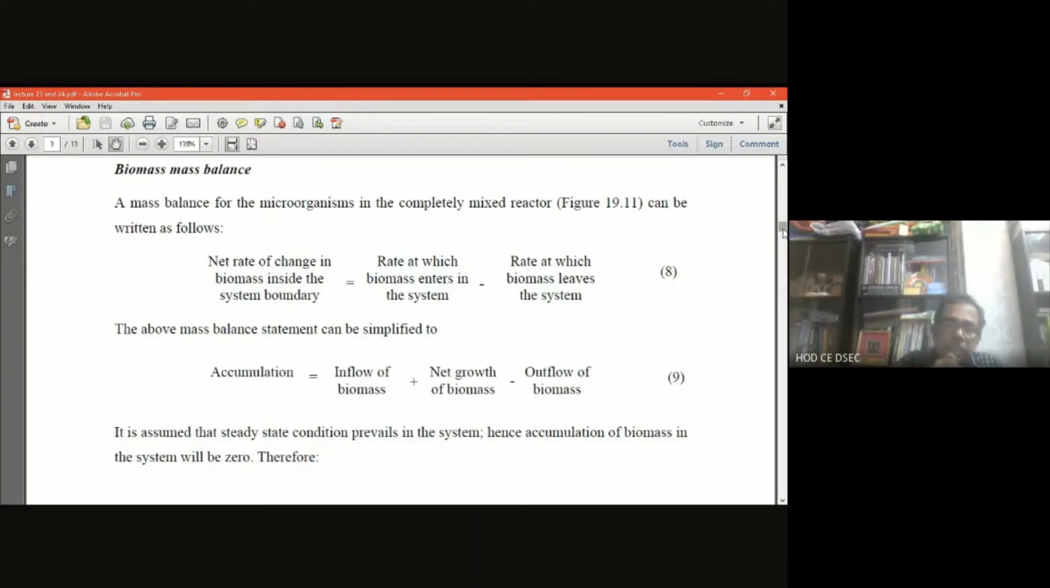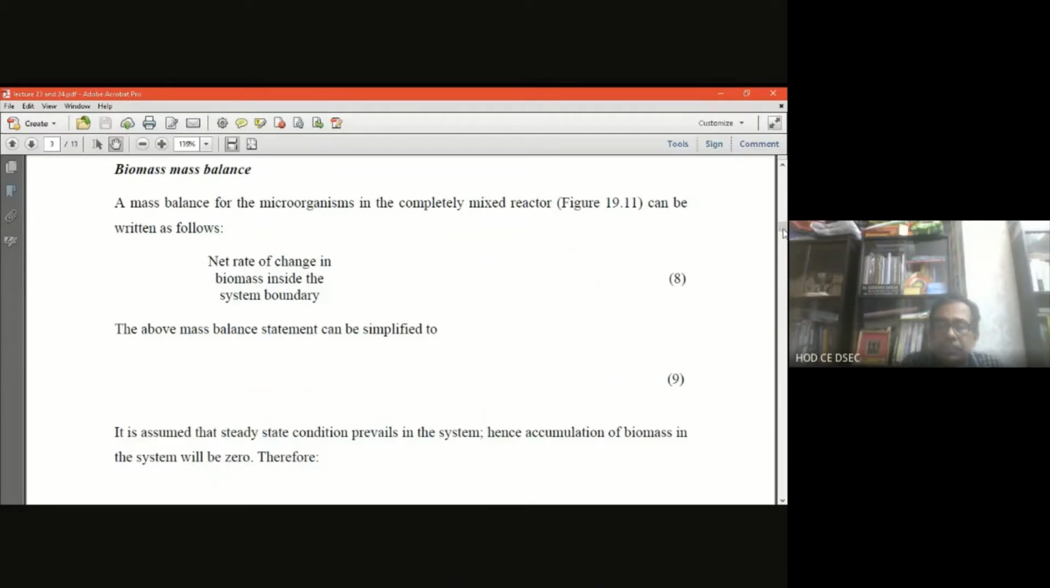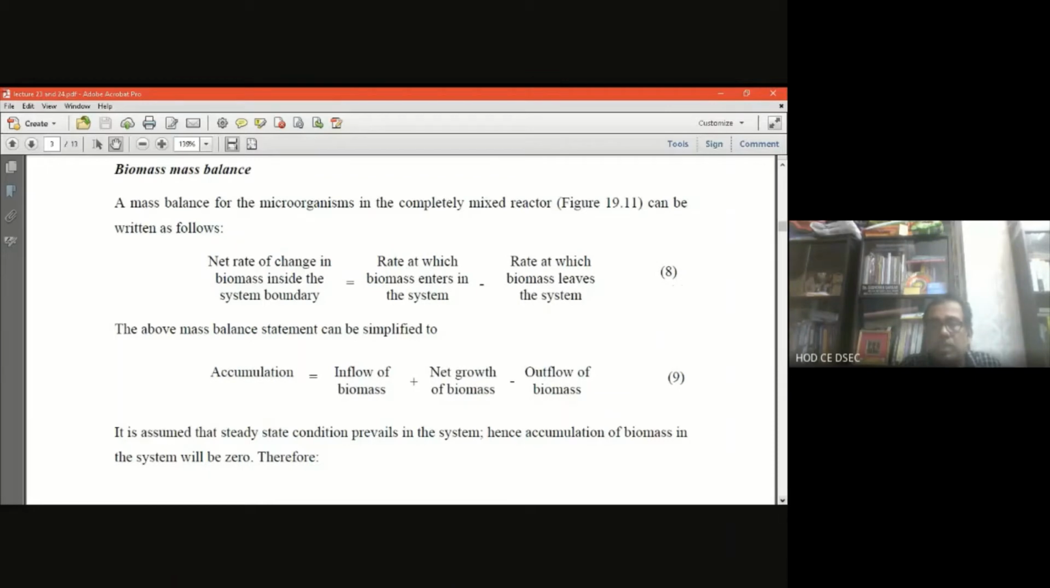Now, a very important point I am going to highlight: in case of the steady state, the accumulation part will be 0. That means whatever the inflow plus net growth, that should be the outflow. That is the basic fundamental thing. So there is no accumulation part; accumulation has to be 0.